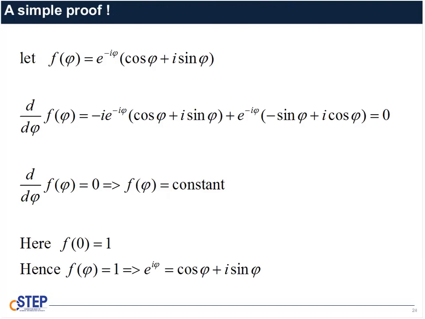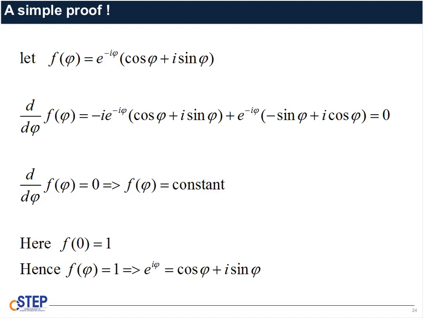Just consider there exists some function f of phi which is represented by e to the power minus i phi into cos phi plus i sin phi. Now just differentiate the function with respect to phi, you will get 0. So any change of a function of phi with respect to phi being 0 means the function of phi is constant. Since f of 0 is 1, you just put the value 0 there, you will get 1, cos 0 is 1, sin 0 is 0, so the i term cancels out. So f of phi is 1 for all values of phi. Hence, e to the power i phi is cos phi plus i sin phi.